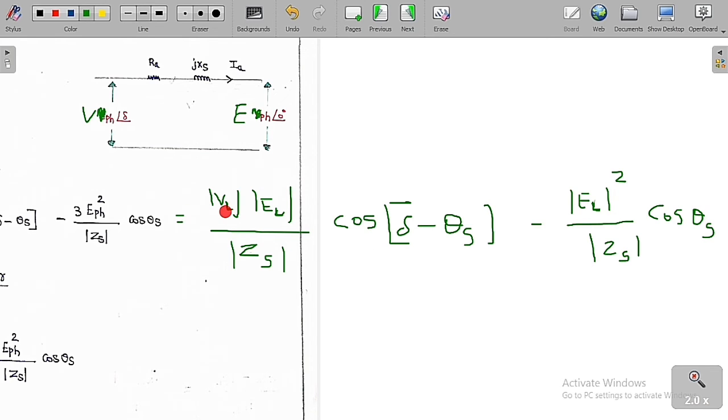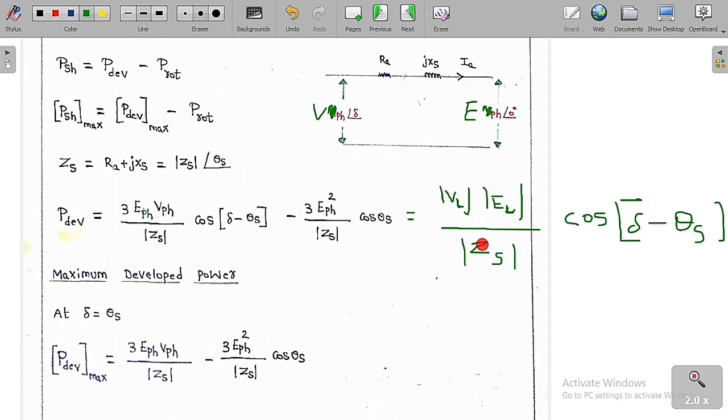See, VL is nothing but root 3 into V phase. EL is equal to root 3 into E phase. So finally I am going to substitute VL is equal to root 3 into V phase and EL is equal to root 3 into E phase. Then this equation is going to become this equation.